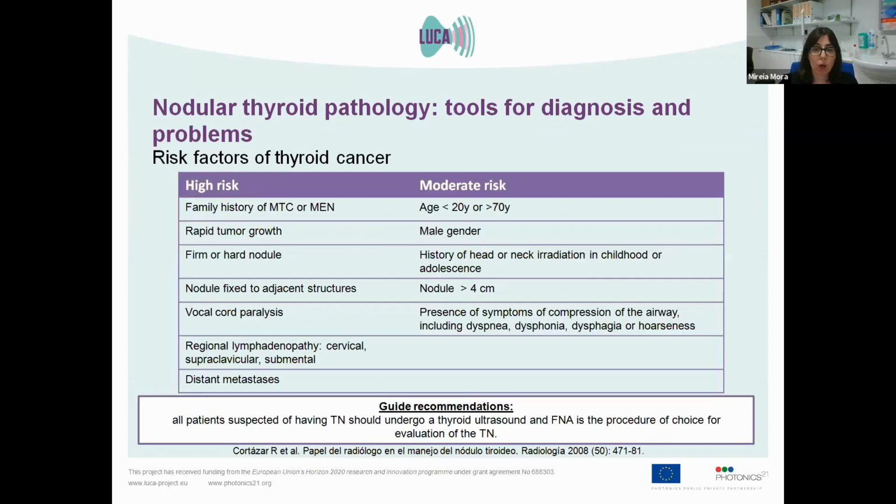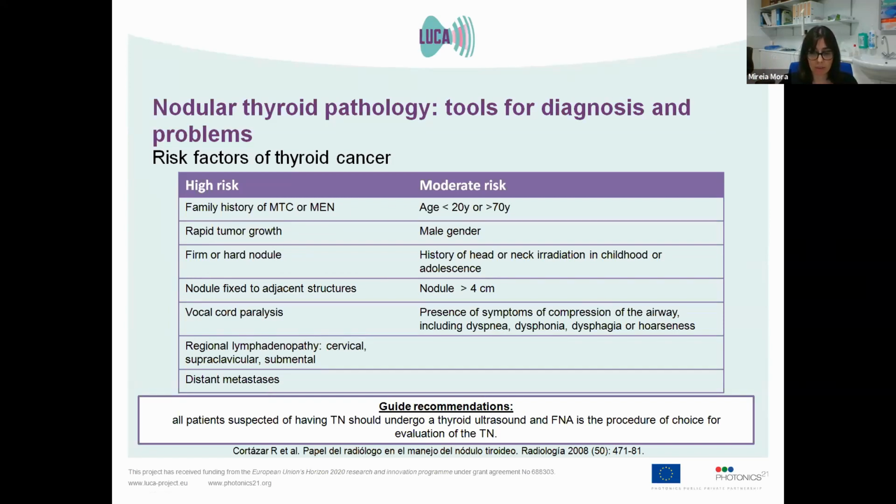So when we suspect a thyroid nodule, we should perform a thyroid ultrasound and probably also a fine needle aspiration to obtain a sample of the cells of that nodule. When we have a thyroid nodule, some clinical information may help us decide whether it may be malignant. For example, a family history of medullary thyroid carcinoma or multiple endocrine neoplasia, or characteristics of the nodule such as rapid growth, hard consistency, or the fact that the nodule is fixed to adjacent structures.